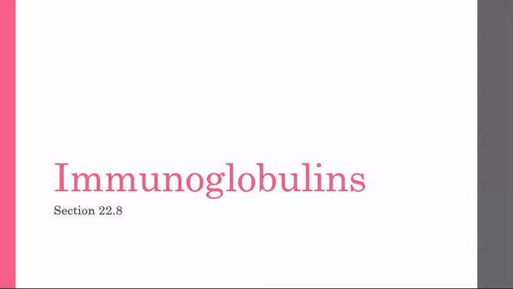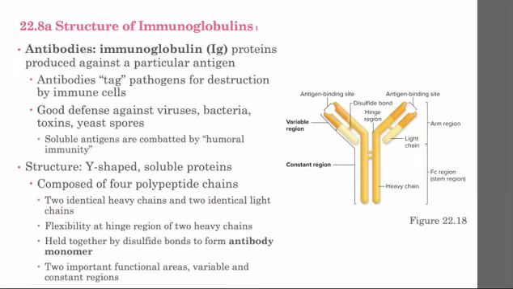In this video, we're covering Chapter 8 on immunoglobulins. Essentially, immunoglobulin is a fancy word for antibodies. They are proteins produced against a particular antigen, and so antibodies can tag a pathogen for destruction by immune cells. I always say it's kind of marking it with a red X for our immune cells to destroy. And so we can create a good defense against viruses, bacteria, toxins, and yeast spores. Soluble antigens are combated by humoral immunity, which is what our antibodies work within.